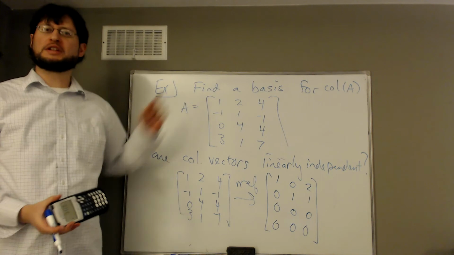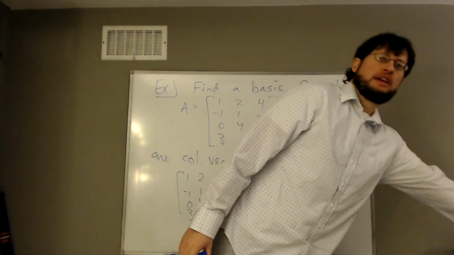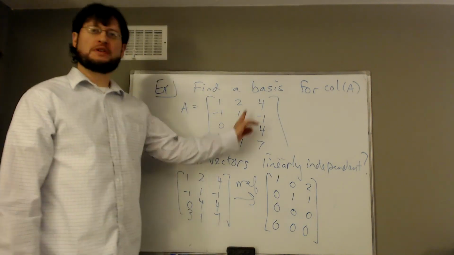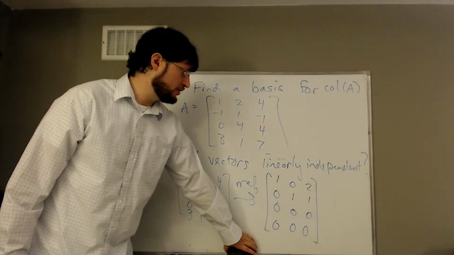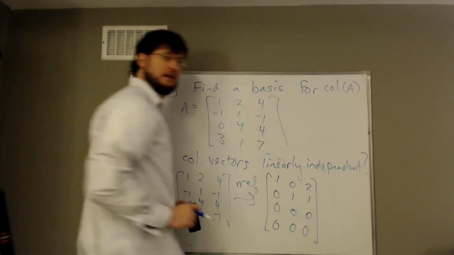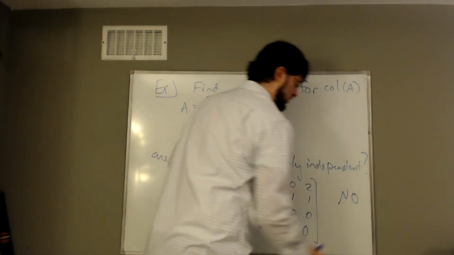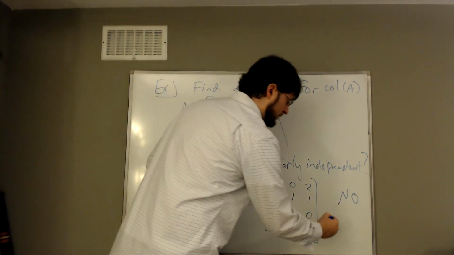Remember that vectors are linearly independent if I get as many pivots as possible, if I get a pivot in every possible column. And that's not true here. I do not have a pivot. So there's no pivot in column 3. So the answer to that question is no. I would need a pivot in every column.